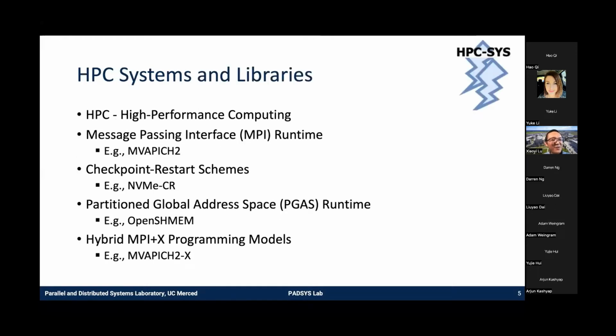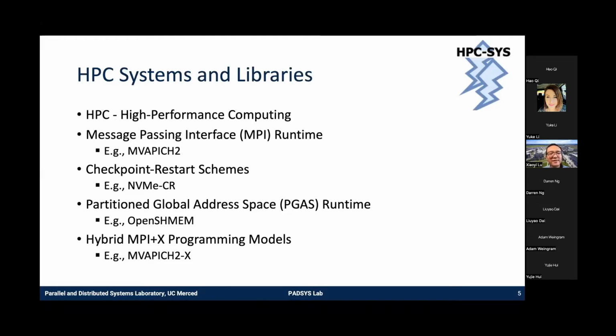So just for your information, if you are not in this area, high performance computing is an enabling technology that you can use to build very fast, scalable systems, libraries, and applications for your particular application problems. So I'll give some examples later as well.